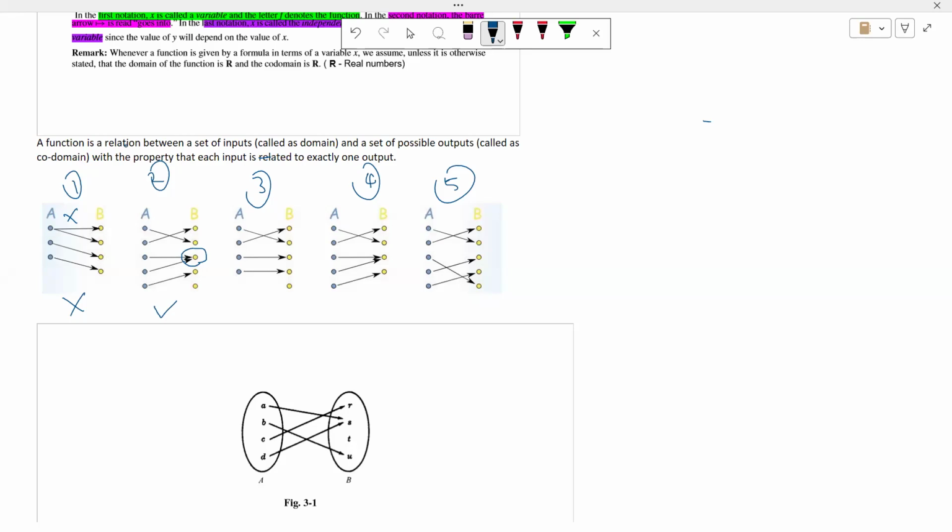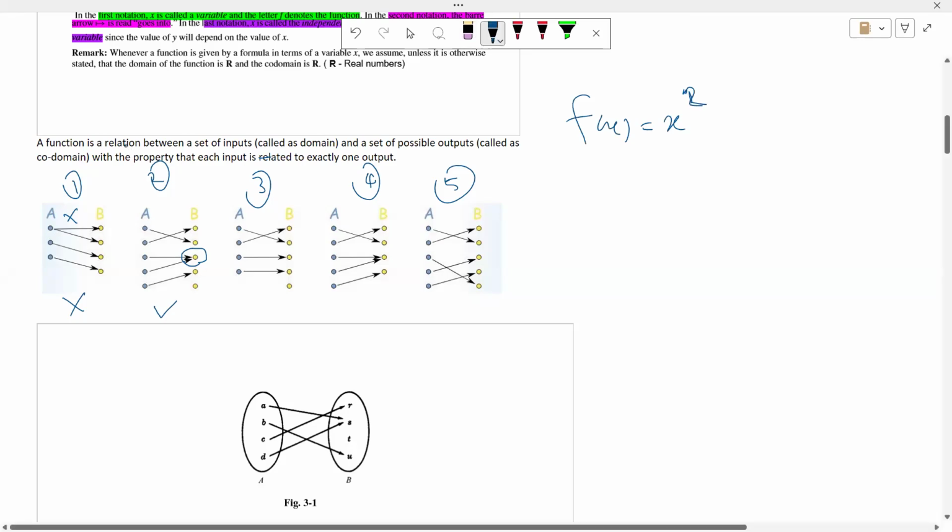In the previous example, if f of x is equal to x squared, minus one as input takes the output one, and plus one as input also takes one. So this is possible: both minus one and plus one take the same output, one. So this is a function. The second one is a function. How about the third one? Tell me the answer quickly.